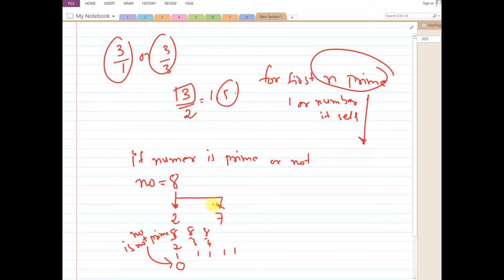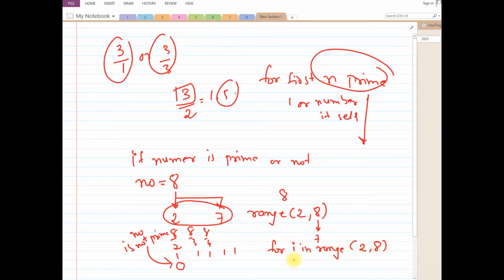How to do that? You can do it using this range 2 to 7. So how you can do this in Python is using the range command. If my number is 8, I can go for my range starting from 2 up to 8. When I write 8 here, that means it will go up to 7. So I will write a for loop, for i in range 2 to 8, and then I'll check the answer.